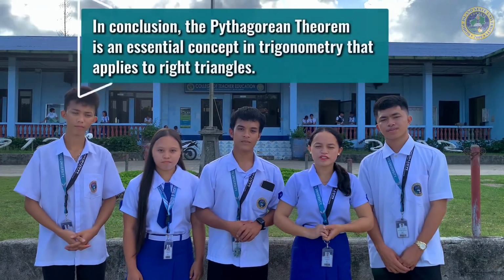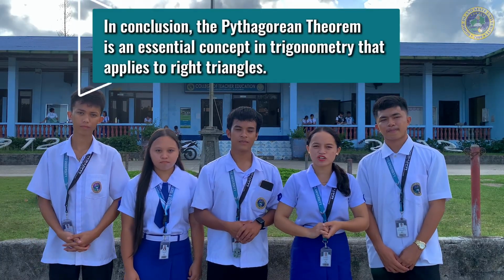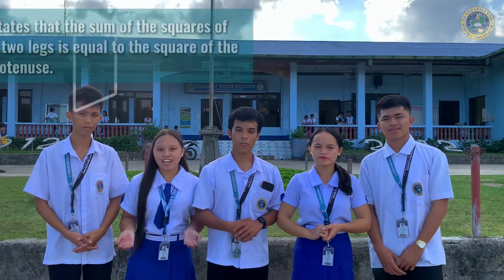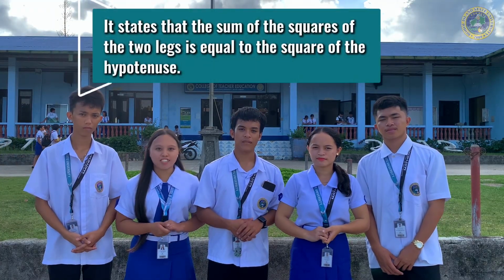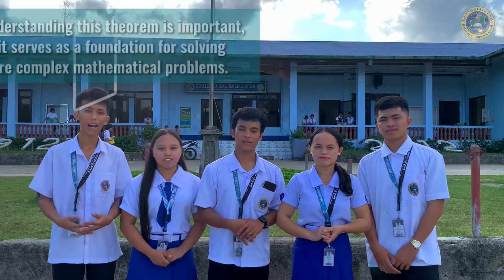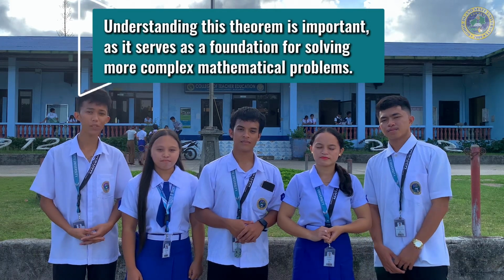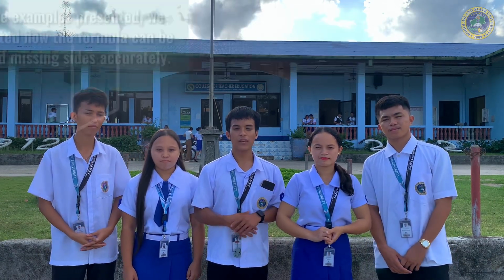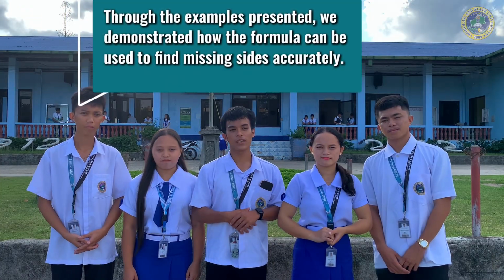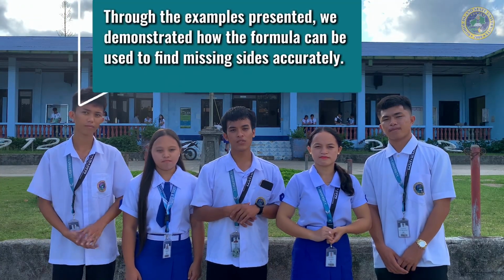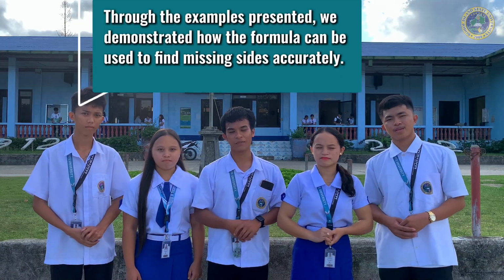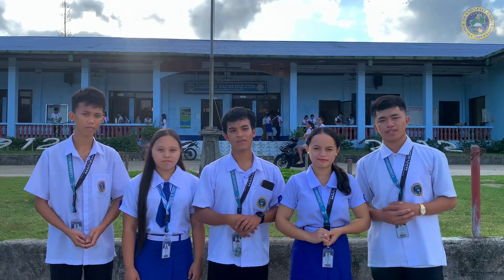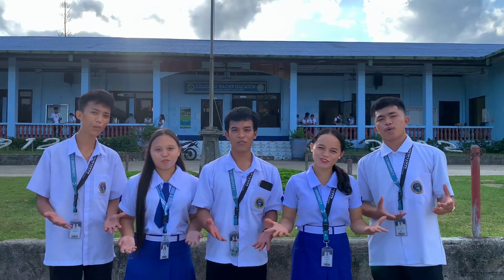In conclusion, the Pythagorean theorem is an essential concept in trigonometry that applies to right triangles. It states that the sum of the squares of the two legs is equal to the square of the hypotenuse. Understanding this theorem is important as it serves as a foundation for solving more complex mathematical problems. Through the examples presented, we demonstrated how the formula can be used to solve for missing sides accurately. We hope that this video has helped you gain a clear understanding.